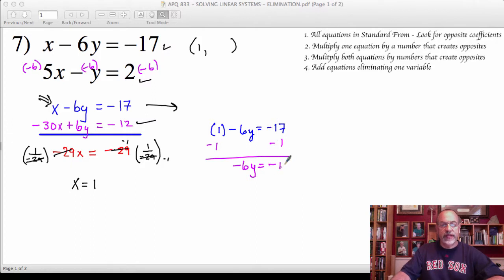-17 and -1 is a -18. So now the y value is by itself. So I can divide by its coefficient, which means I multiply by its reciprocal. So that's 1 over -6. So this -6 with this -6 reduced to 1, leaving me y. And then this -6 is a -1. I'm dividing by -6, so it's a -3. And a negative over a negative is a positive, so this is a positive value of 3. So the solution to the system is the ordered pair 1, 3.